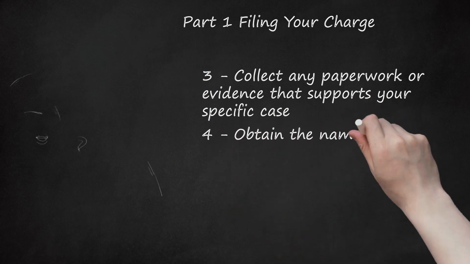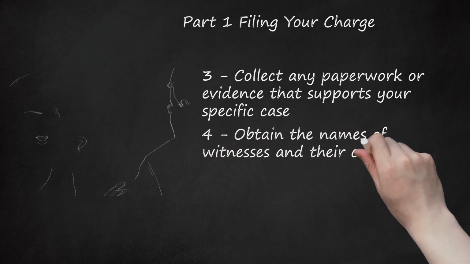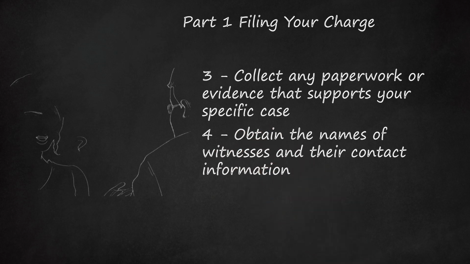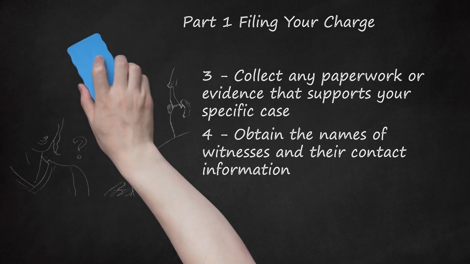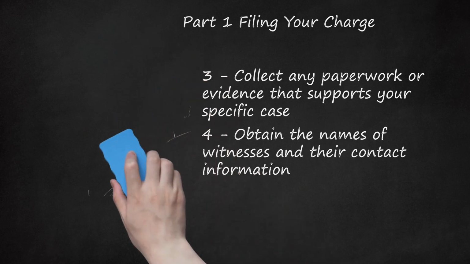4. Obtain the names of witnesses and their contact information. For example, if you have former co-workers that know details about your case, make a list of their names and telephone numbers. Gather general information about the employer you are filing charges against. You will need to know the employer's address, telephone number, and the number of total employees in the organization.